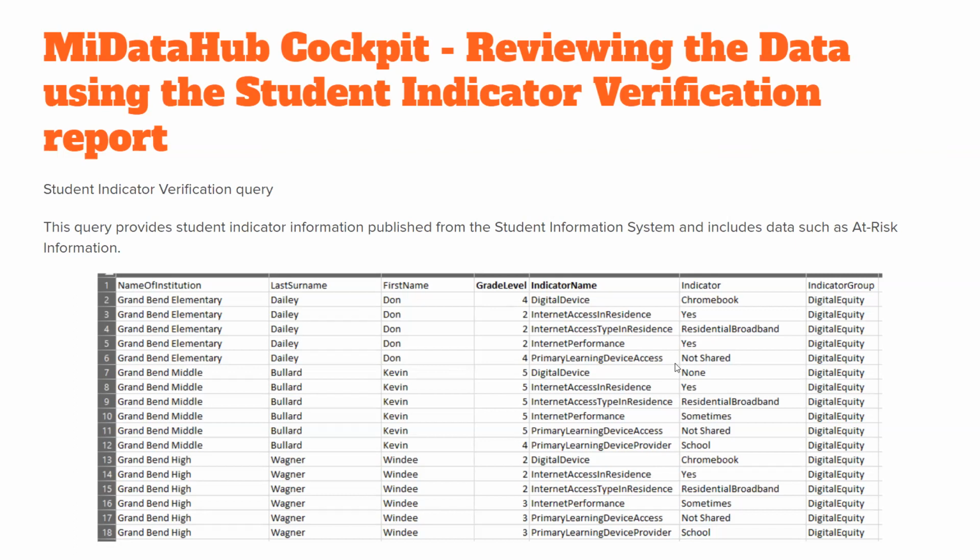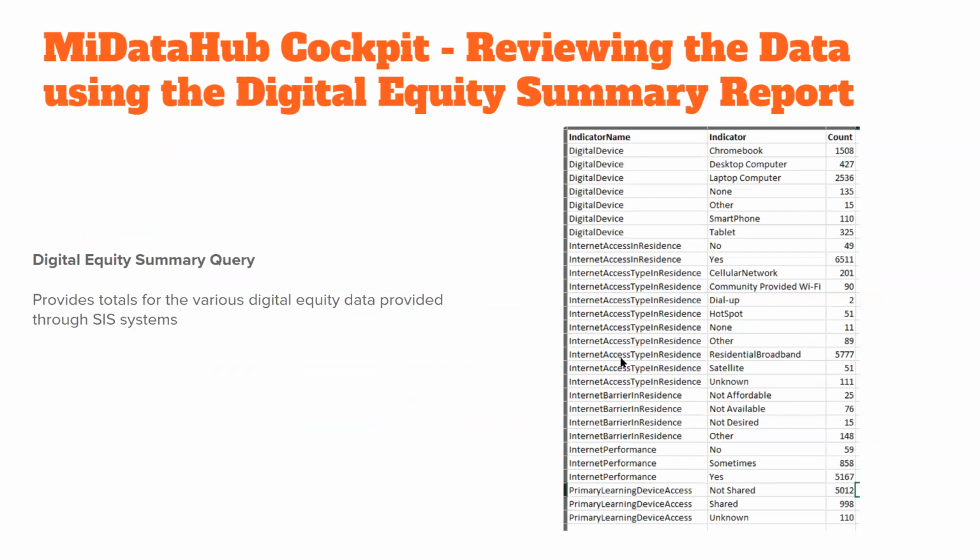This report or this query is part of a student indicator field. So you may see possibly other data included in this, at-risk information and some other things, but I think we have it pretty nailed down to just the digital equity data. So just be aware that you are able to look at individualized student level data, identifying the responses.